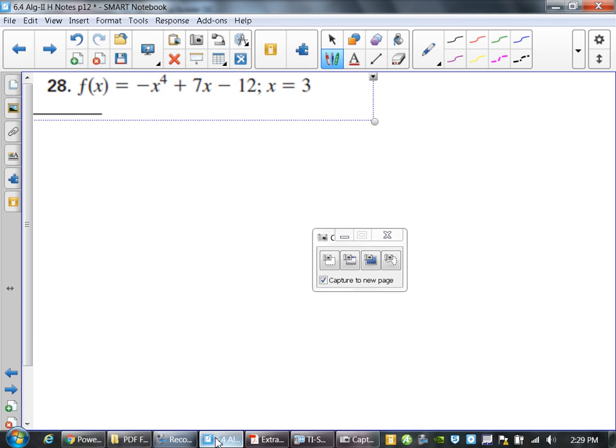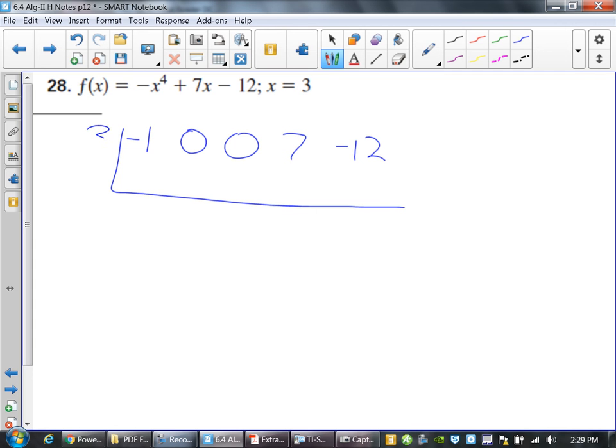So if I'm looking at negative x to the 4th plus 7x minus 12, and I want to use synthetic division with 3. Oh, you can probably do that without it, but use your coefficients. Negative 1, 0, 0, 7, negative 12. Why do I have to put the 2 placeholders in? There's 0x to the 3rd, 0x squared. You guys got to make sure you have placeholders in.